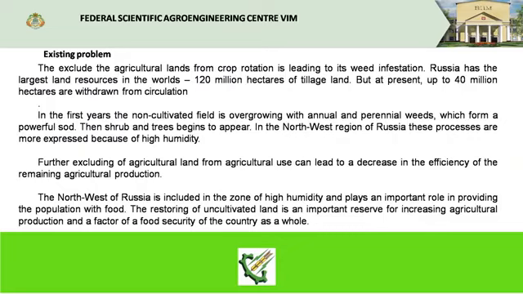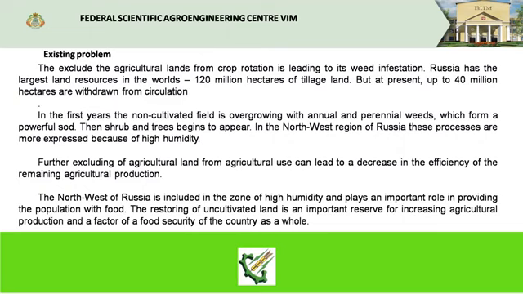In the first year, the non-cultivated field is overgrown with annual and perennial weeds, which form a powerful sod. Then shrubs and trees begin to appear. In the northwest region of Russia, this overgrowth is more expressed because of high humidity.